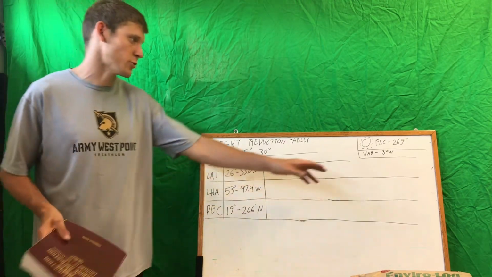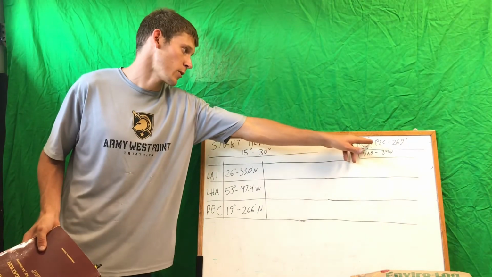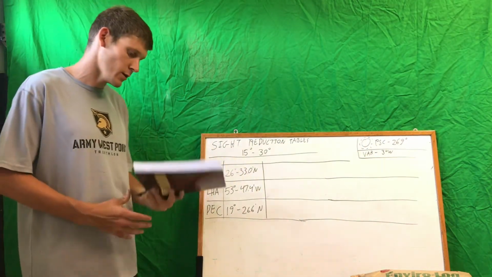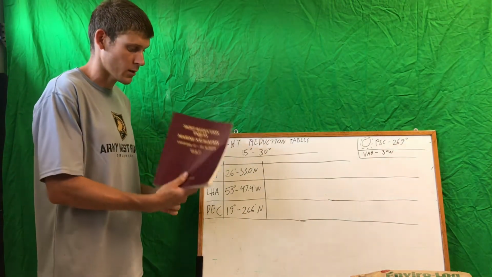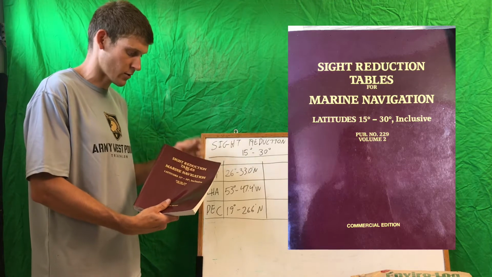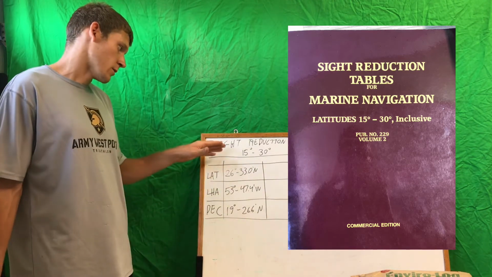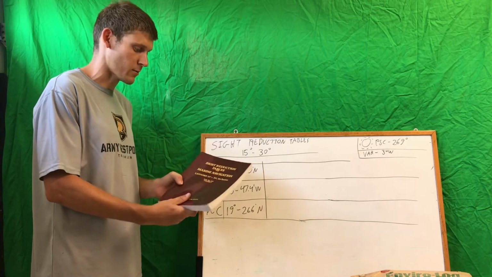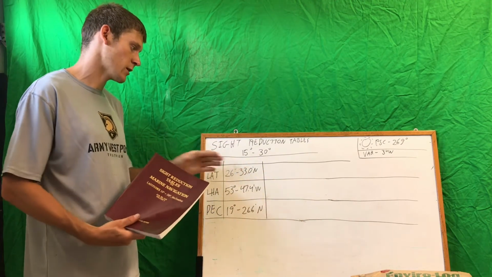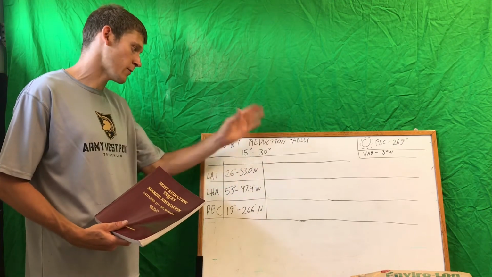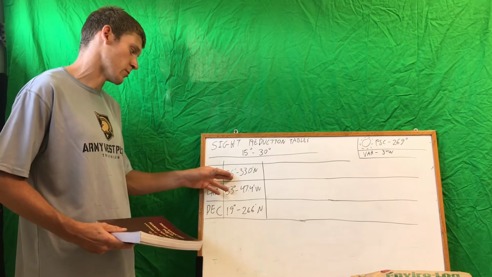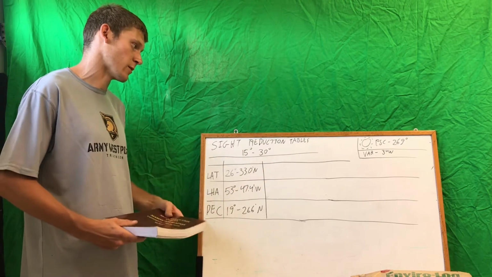The only other information you're going to need to keep track of is where we observe the sun and the variation. So on the exam, you're going to get a book, Sight Reduction Tables for latitudes 15 to 30 degrees. This will be given to you on the exam. This is the book that they always test from. So you're not going to get any latitudes that are above 30 or under 15. Latitude will always be between 15 and 30 degrees.